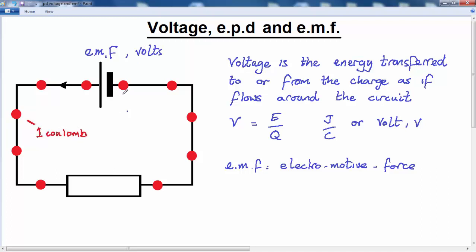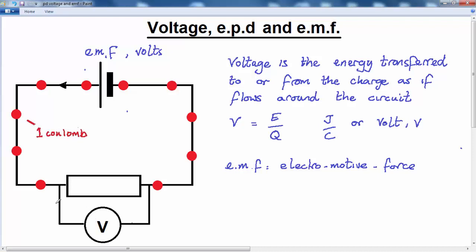So energy is supplied to the charge as it passes through the generator, but as it passes around the circuit, energy is supplied from that charge to the circuit. Now, normally in an idealized circuit diagram like this, we assume that there is no energy transferred while the charges pass around the connecting wires. So in this case, energy is only being transferred from the charge to the circuit through this resistance.